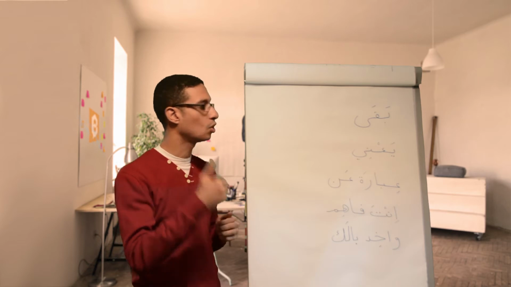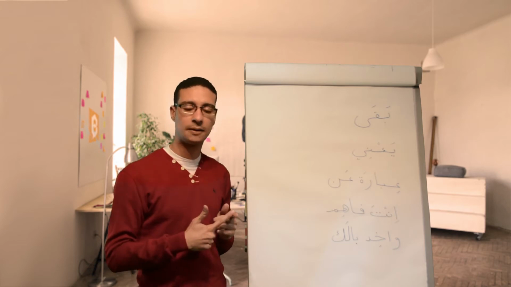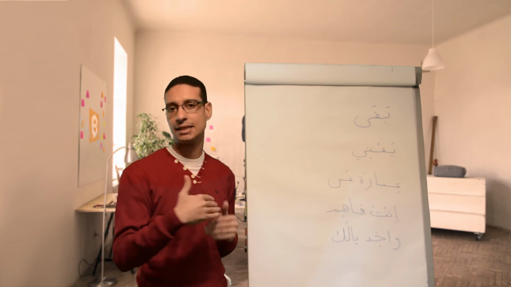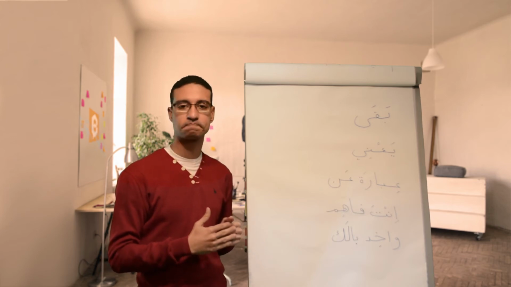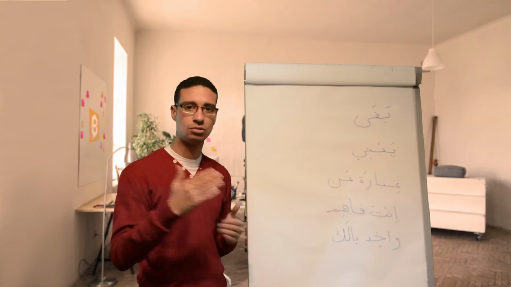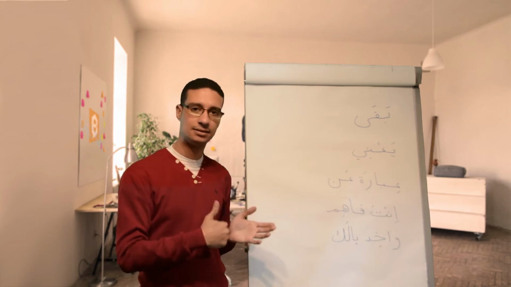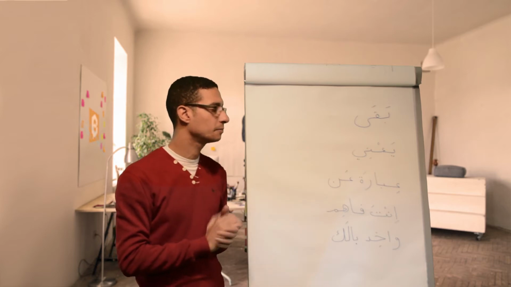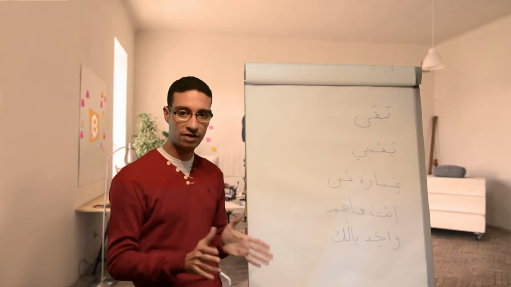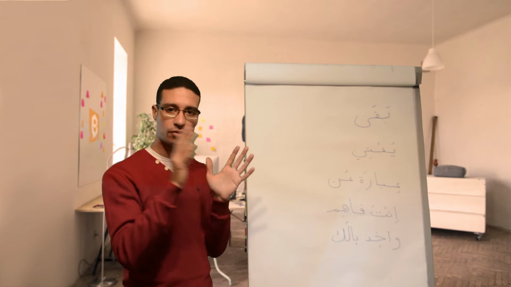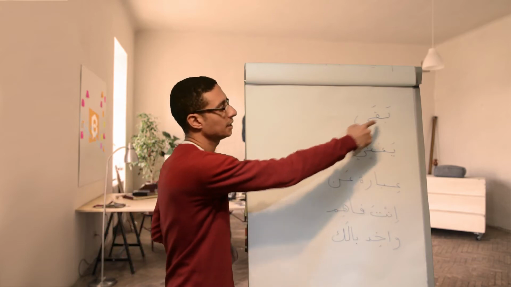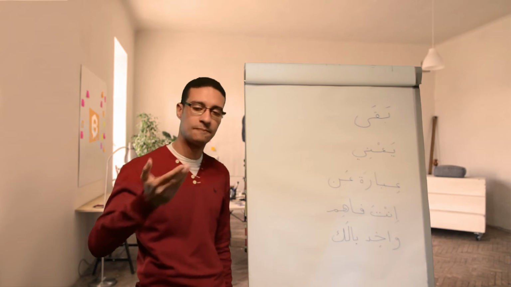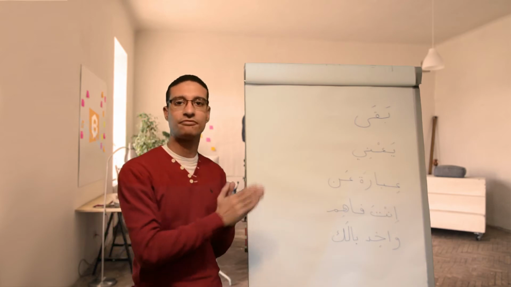Okay. So huwa ba'a, humma ba'u, ana ba'it, هي بقت، احنا بقينا، انتو بقيتو، انت بقيت، انتي بقيتي. So this is the conjugation of the verb بقى in the past. However, today we are not going to talk about this verb, but we are going to talk about using the verb conjugated with he, هو in the past, بقى, as a filler word.